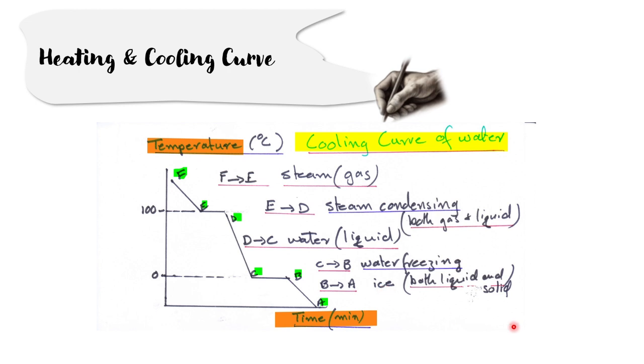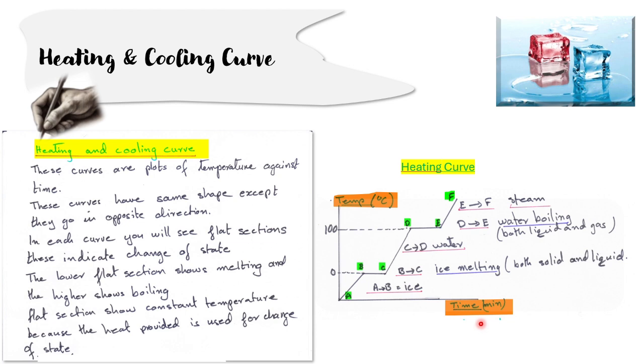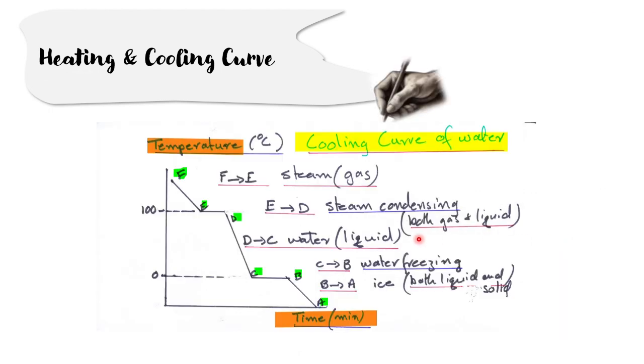Now these two curves are very important. During exams, they can ask at different levels, that is, what is happening at C to B, what is happening at E to D, why the temperature is constant and it's not being decreased or increased. So you should know that in the heating curve, it is constant because the particles are gaining energy and they are using that energy to overcome the attractive forces and change from solid to liquid and then from liquid to gas. And the opposite happens in cooling.